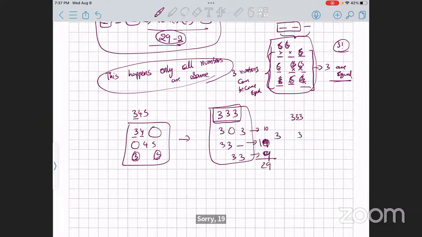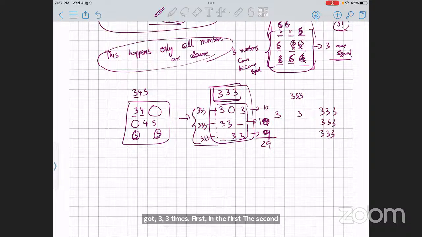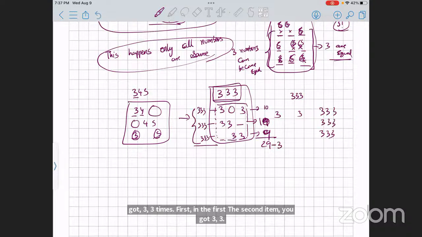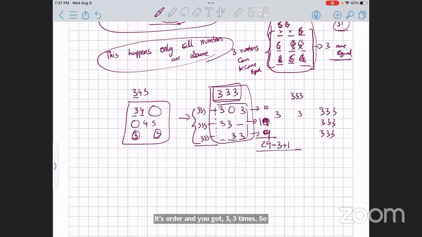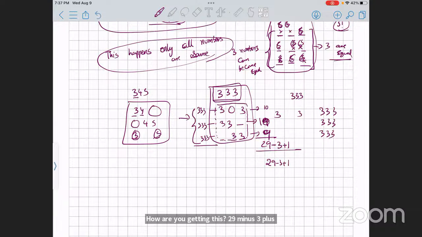But the worst case is like, remember this, you have to subtract. Look, you got 333 three times. In the first attempt you got 333, the second attempt you got 333, the third attempt you got 333. You counted the 333 three times, so -3, and you have to add only one time. 29 minus 3 plus 1. So 29 minus 3 is 26 plus 1, 27.